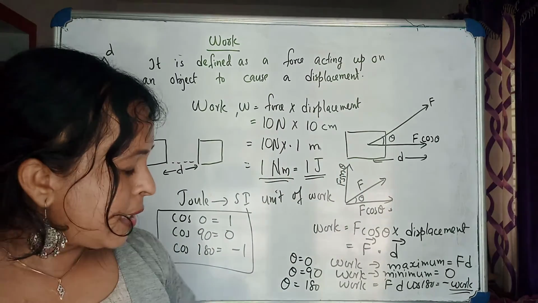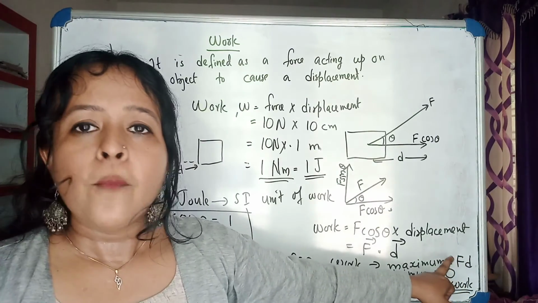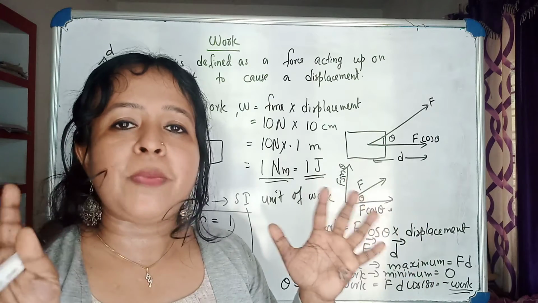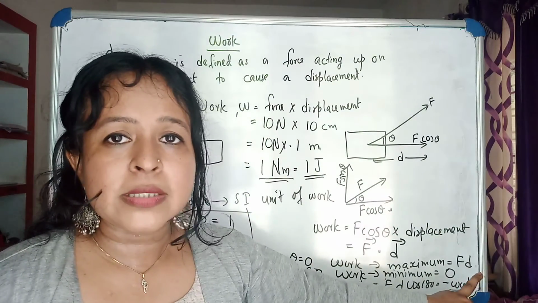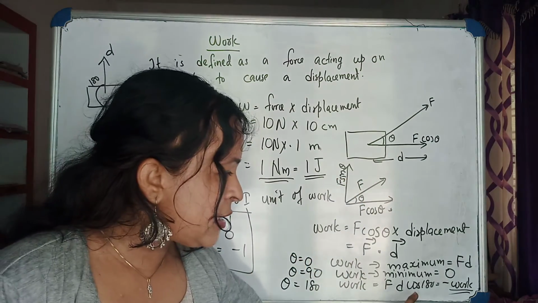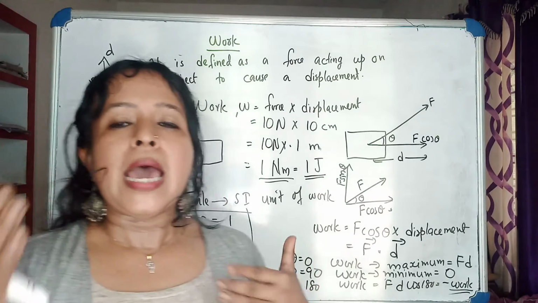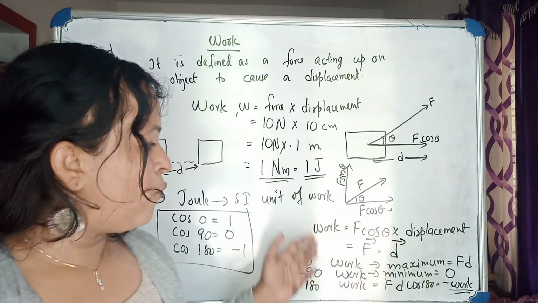That means there are three types of work here. The first one is positive work. Positive work means the force and displacement are in the same direction. Zero work means the force and displacement are perpendicular to each other. And negative work means the force and displacement are in opposite directions. That's all about work.